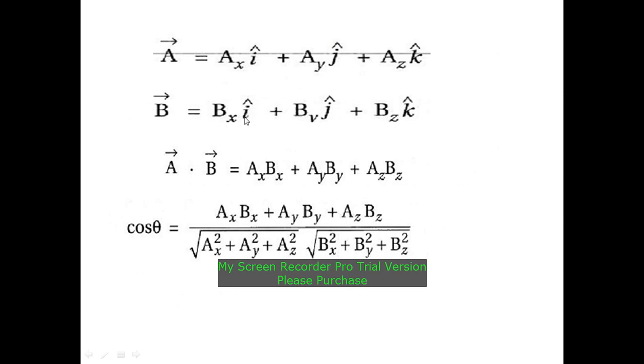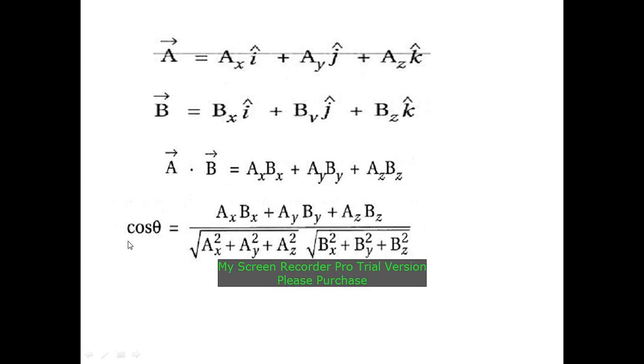Only the i component is representing, then i dot j is 0, i dot k is also 0, so only ax bx remains. In the same way, j dot j is 1, so ay by, and k dot k is 1, that is why az bz. So this is the simple equation of a dot b.